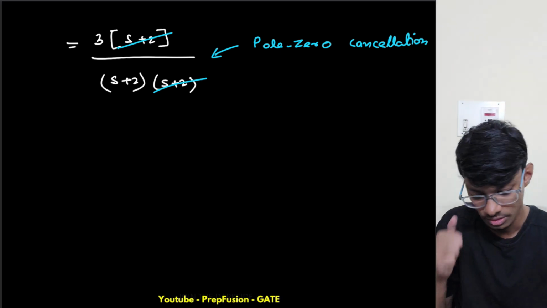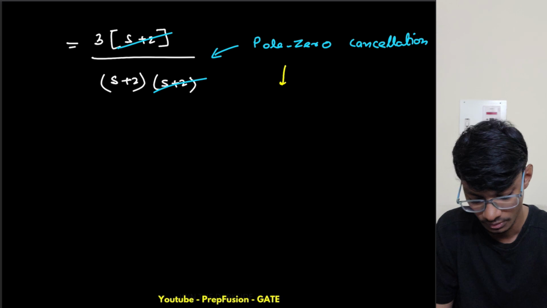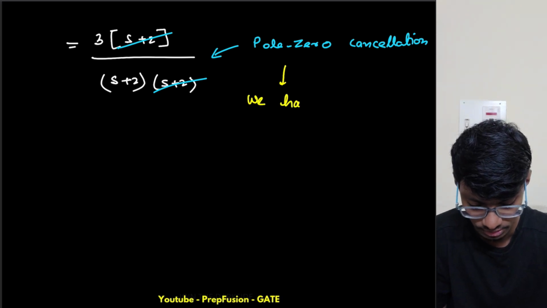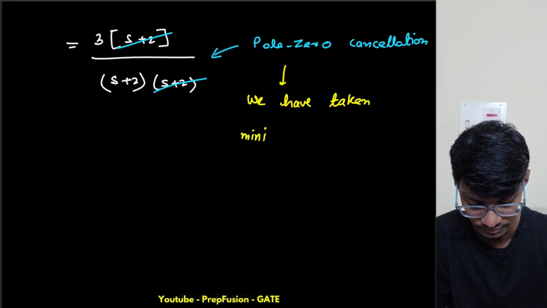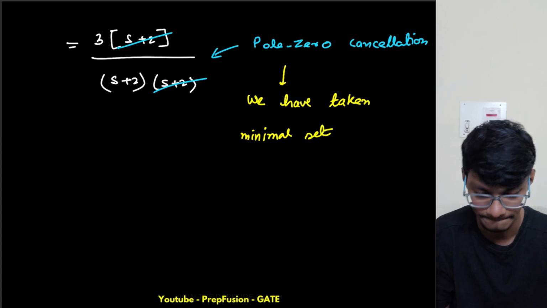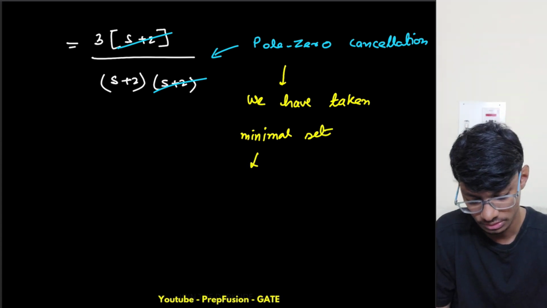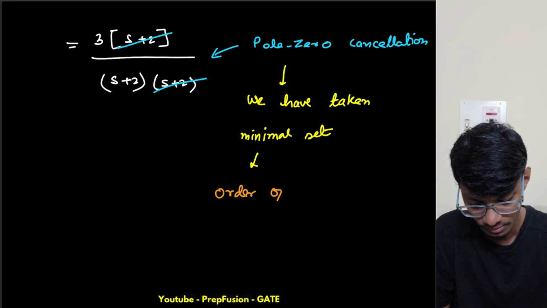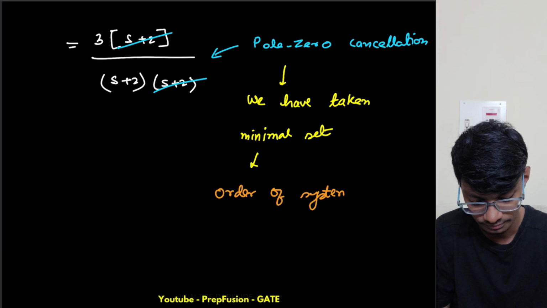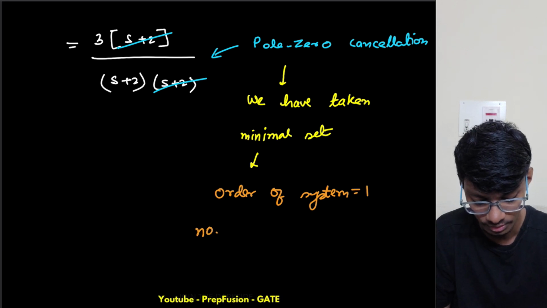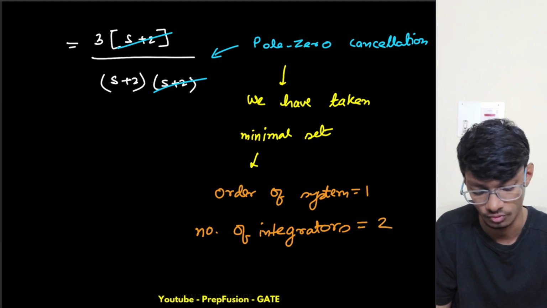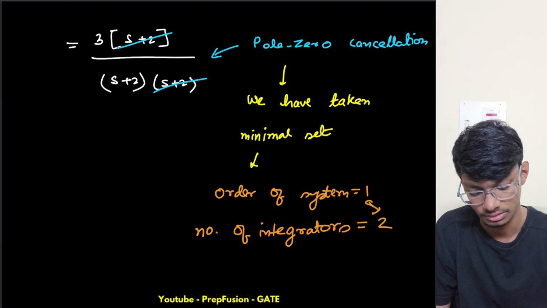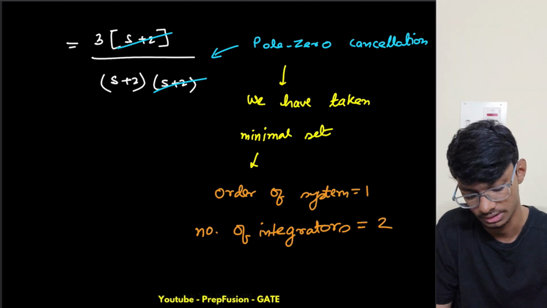Pole zero cancellation happens. Why? What does this mean? We have not taken the minimal set of state variables, right? Why not a minimal set? Because the order of the system is 1, but the number of integrators that we are using to represent the system in the state diagram is 2. That's why it is not minimal.